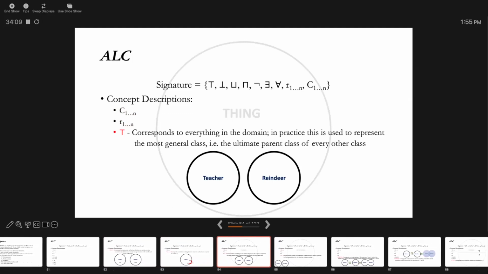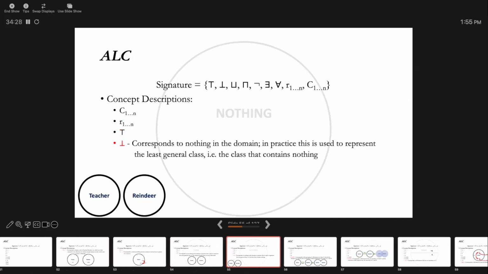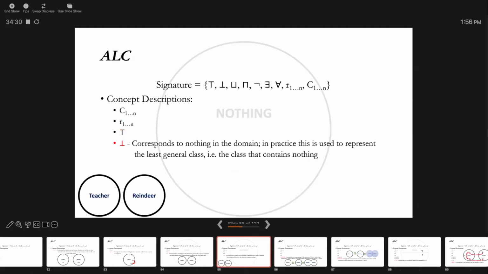T, that really confusing thing I said a minute ago about truth. T corresponds to everything in the domain. In practice, this is used to represent the most general class, the ultimate parent class of all other classes. It's in gray there. Thing. Teachers and reindeers fall under it. Everything does. In contrast, the upside down T corresponds to nothing. In practice, this is used to represent the least general class, the empty class. Teachers and reindeers fall outside of it. There are no instances.